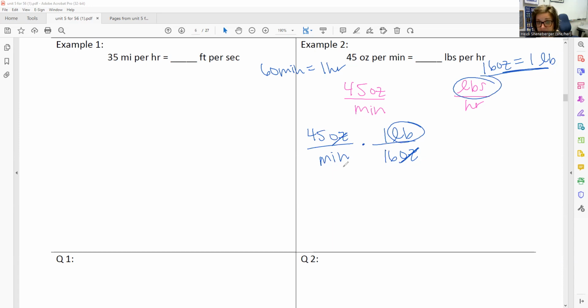On to time. So I have minutes on the bottom. So I'm going to put 60 minutes up top. 60 minutes in 1 hour. That was this, oops, this fact right here that we found. So then I can cross cancel my minutes. And I have hours on the bottom. That's where I want them. I'm going to stop right there. Okay, I'm going to rewrite this again because it's a little messy.